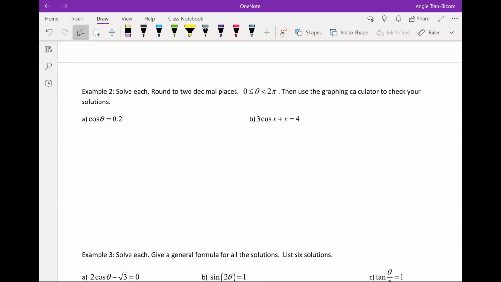So we go. Example 2. Solve each, round to 2 decimal places, and again the same interval from 0 to 2 pi, non-inclusive of 2 pi. When you see rounding, just use your calculator right away, okay? On the first one, I saw that many of you just have one answer. Would you agree that there should be 2 total? Because isn't it a regular cosine? Wouldn't a regular cosine be positive in quad 1 and quad 4?